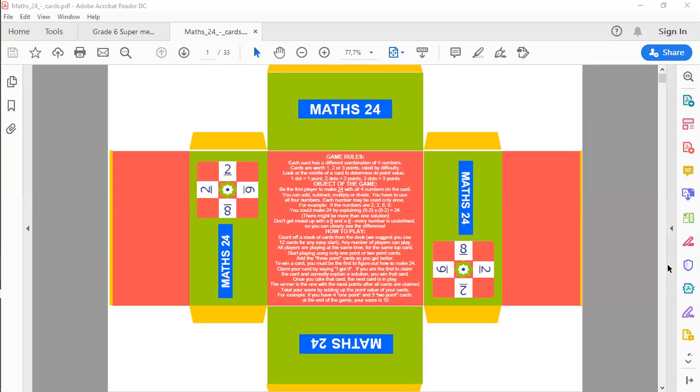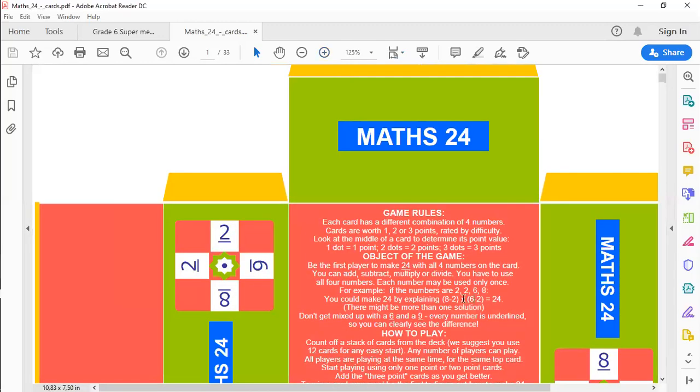I give you a selection of random numbers, and then out of those numbers, you need to find a way of turning it into 24. For example, if we look here, where is that function to make it bigger? There we go. In the example, they gave us 2 and 2 and 6 and 8.